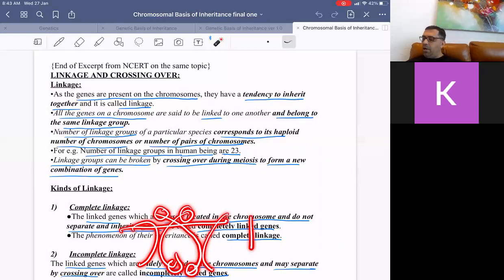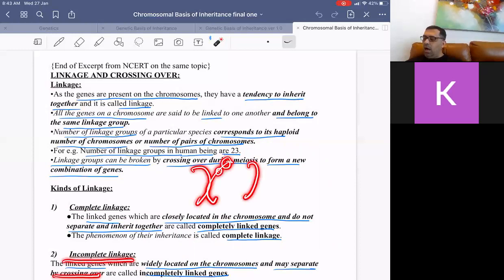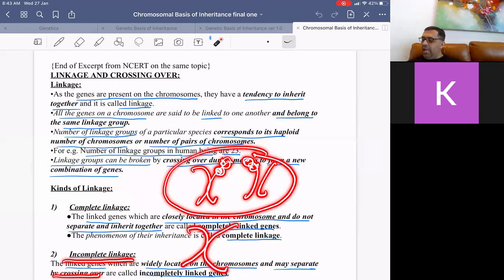Iske chances kafi high ho jate hain and that is called as incomplete linkage. So ye concept linkages hai. These are complete linkage with tightly packed genes. Ye complete linkage hai with tightly packed genes. Aur ye kaun sa hai? Incomplete linkage with genes situated far apart.